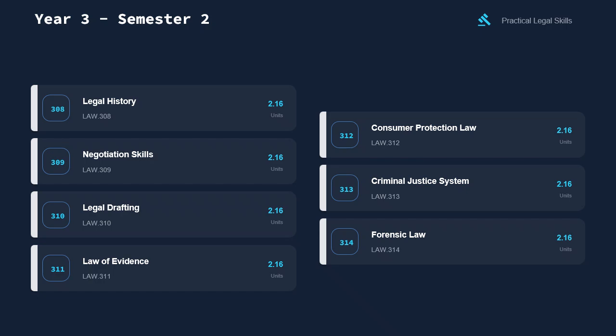Real-life example: Roman law's Corpus Juris Civilis influenced civil law systems worldwide. The Magna Carta, 1215, established limits on royal power, inspiring constitutionalism. The Napoleonic Code, 1804, standardized civil law across Europe. Each period's innovations built on prior developments.